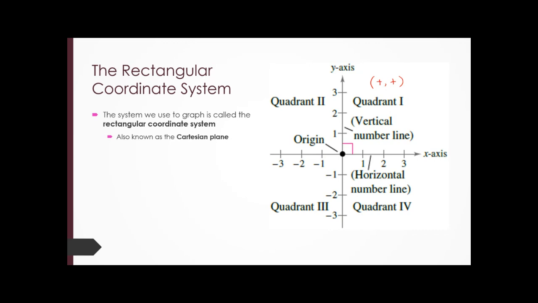So quadrant 1, everything is positive. In quadrant 2, the x is negative, but the y is positive. In quadrant 3, both values are negative. And in quadrant 4, the x is positive, the y is negative. And we always refer to these in alphabetical order. So the first number is always your x number. The second number is always the y number. And then the part where the horizontal and the vertical lines correspond.